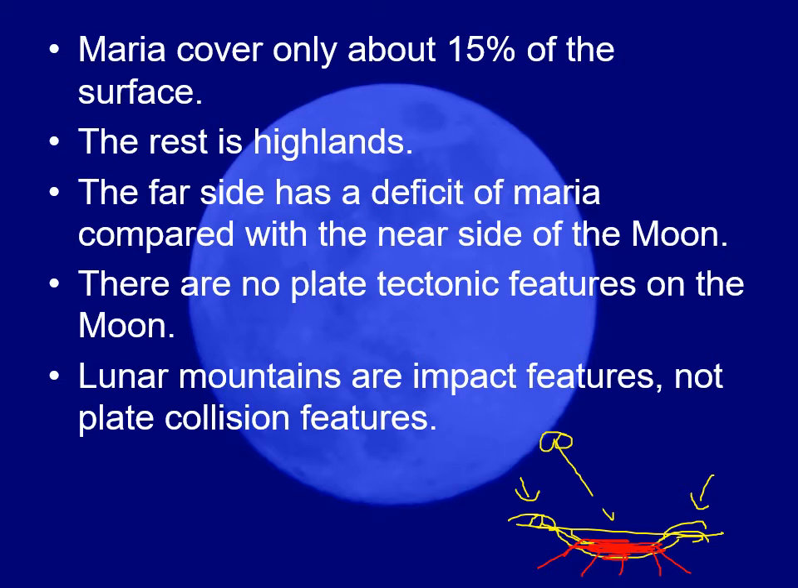The other places you get mountains on the moon is in the middle of a crater where the ground rebounds. We talked about that in an earlier lesson as well. And so the mountains are impact features.